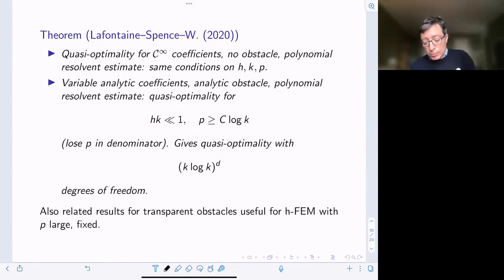I will add at this point actually that we have work in progress joint with Jeff Galkowski to try to upgrade this to get that 1 over p in that denominator. We think we know how to do that, but it's a little technically fussy. And we have some related results for transparent obstacles that aren't really about hp FEM, but are about what happens when you do h FEM, but you fix a large p. So I'm not going to talk about those.